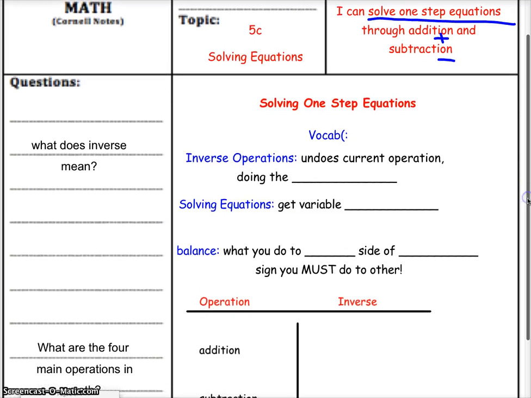For algebra, the heart of algebra is inverse operations. An inverse operation undoes a current operation. It's like doing the opposite. The definition isn't opposite, but it's like doing the opposite. It gets rid of it. Like one proton and one electron turns into a neutron, right? They get rid of the charge and there's no charge to it. It's the same thing with algebra.